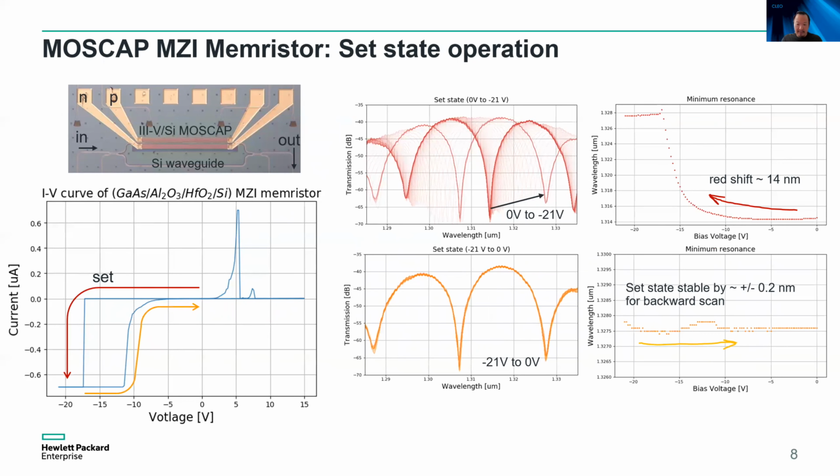Now, if we turn off the device, indicated by this orange line here, the spectrum doesn't really change at all. In this case, it changes maybe plus or minus 0.2 nanometers, and this indicates an electrical-optical non-volatile correspondence.